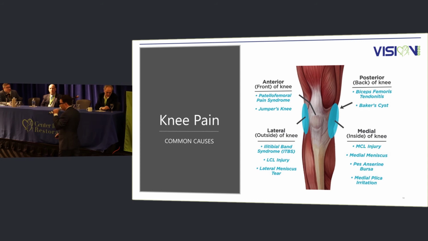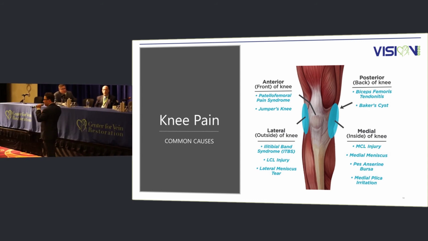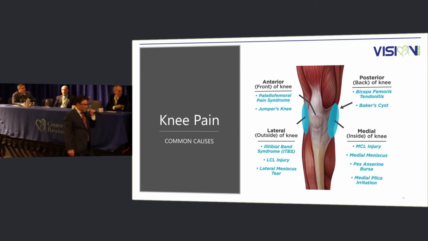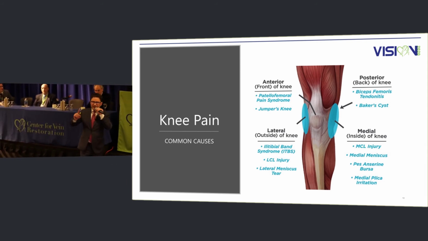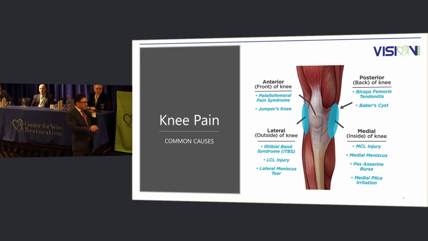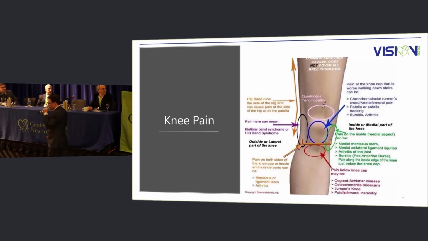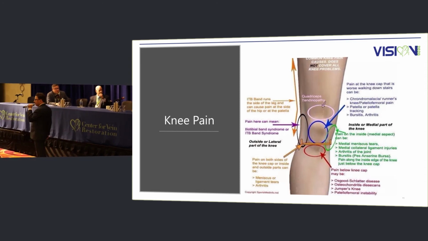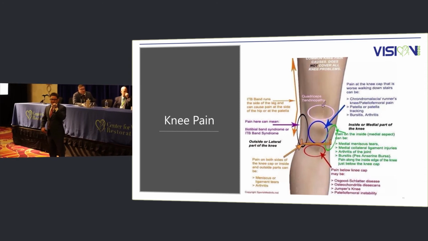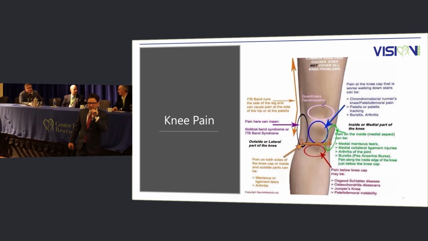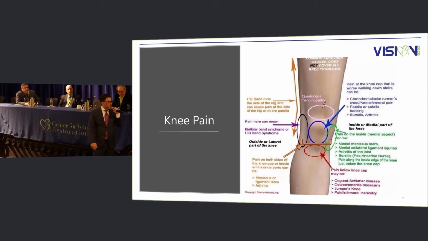Knee pain. The location of the pain gives you kind of clues on what's going on here. The most common cause of knee pain that is seen in a doctor's office is patellofemoral pain syndrome. This is due to damaged cartilage right under the kneecap, and patients present with anterior knee pain. This is seen in athletic people. It's also called runner's knee. Jumper's knee is just a patellar tendonitis.